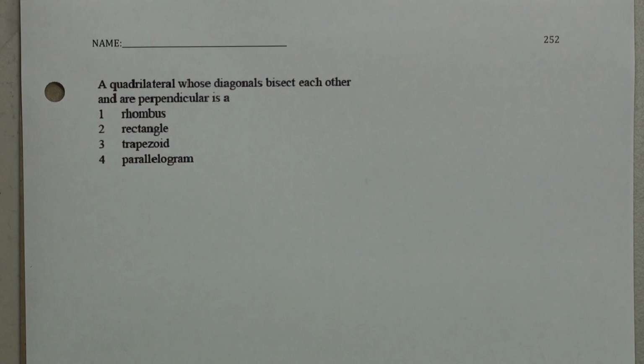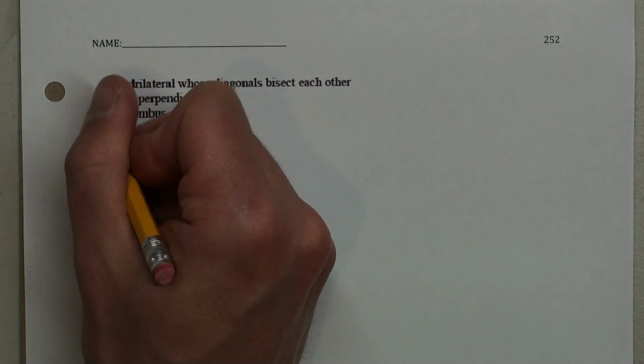A quadrilateral whose diagonals bisect each other and are perpendicular is a rhombus.